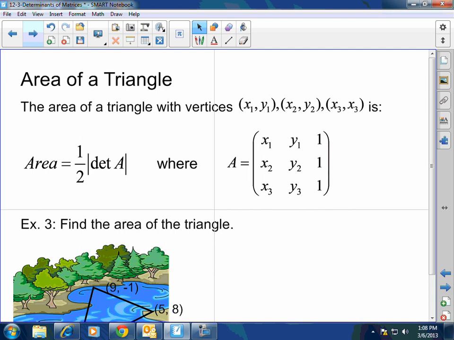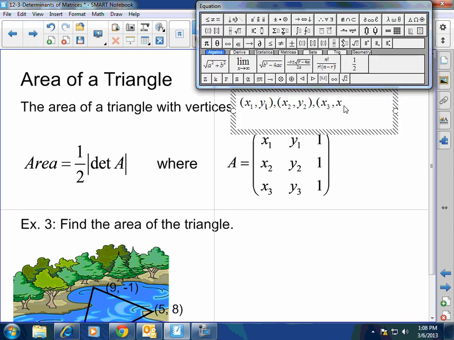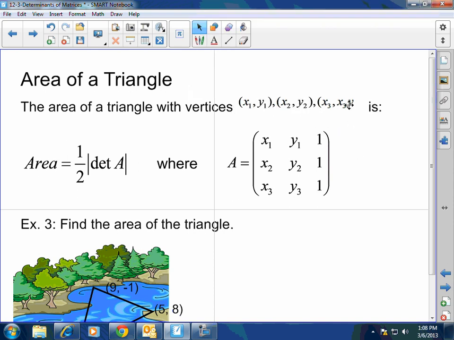So x1, y1 is your first vertex point. x2, y2 is your second point. x3, y3 is your third point. So this is what you're going to do here, guys. Sorry, it's not x3, x3. Thank you, sir. It's y. Thank you.